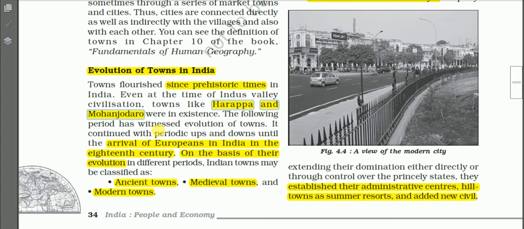And the following period has witnessed evolution of towns, and it continued with periodic ups and downs until the arrival of Europeans in India in the 18th century. Okay, and see, this is a brief history of evolution of towns in India.